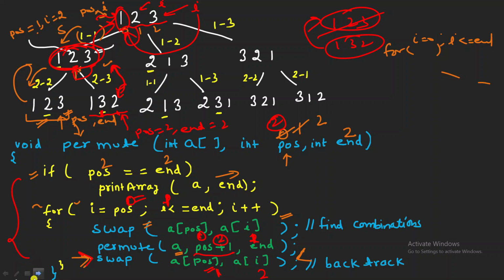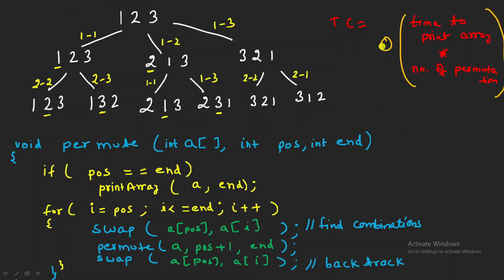So let's see it in our IDE also, and before this let me tell you what the time complexity of this whole algorithm is. The time complexity will be the order of time to print one permutation, into the total number of permutations. Here you can see for 3 we are getting 3 factorial permutations. So for an array of size n, we will get n factorial permutations.